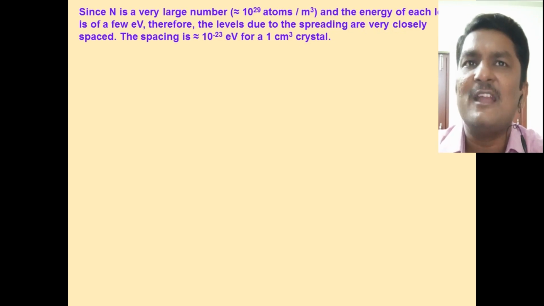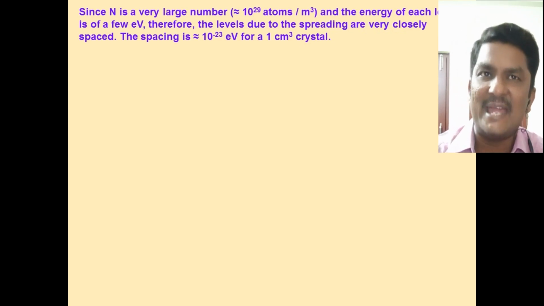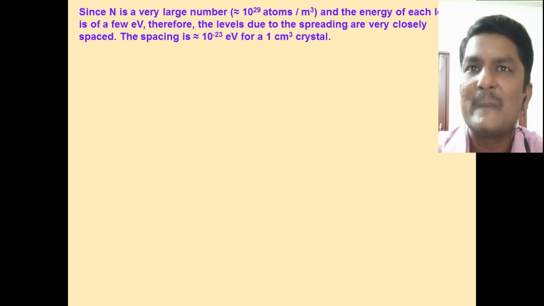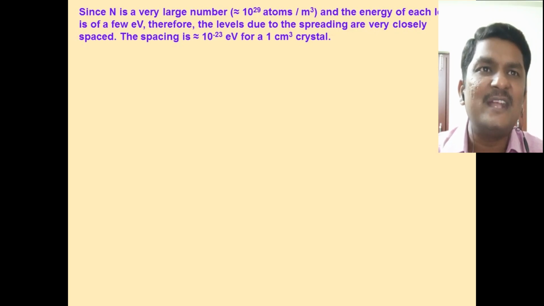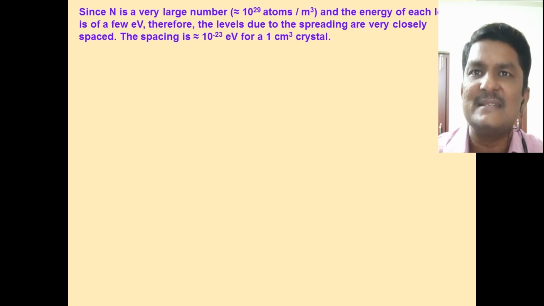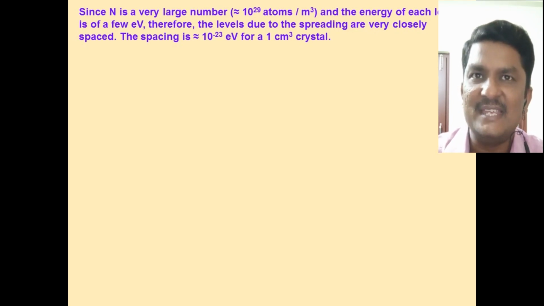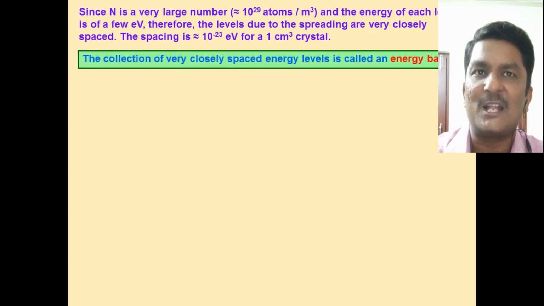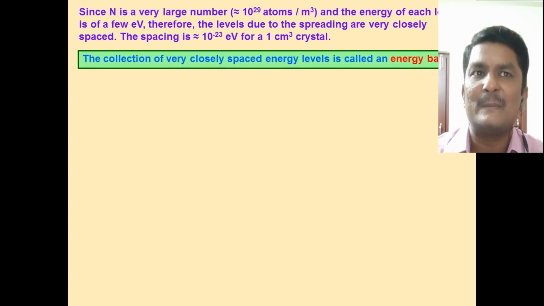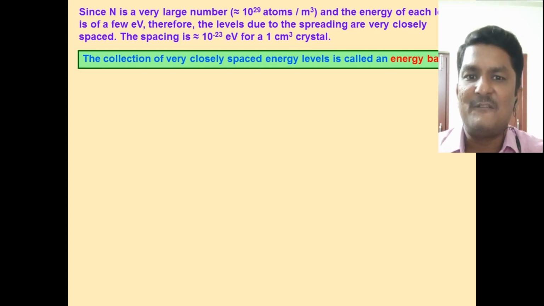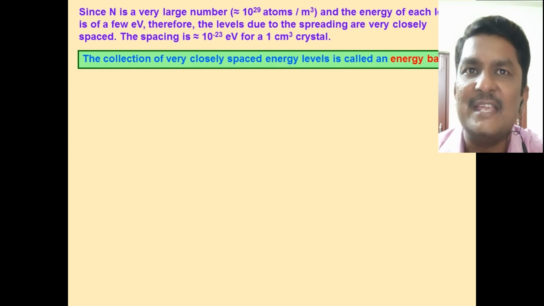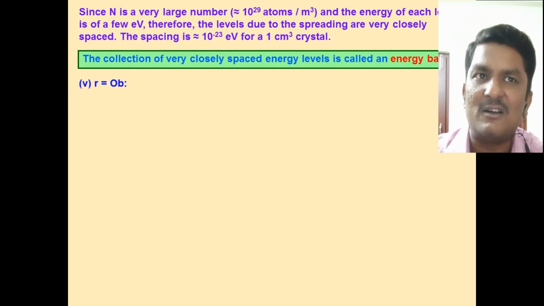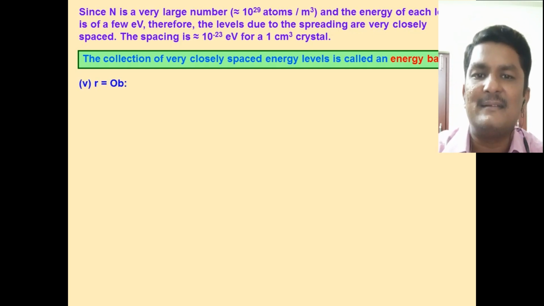Here n is a very large number, 10 power 29 atoms per meter cube. So the energy levels due to the spreading are very closely spaced, and the spacing is 10 power minus 23 electron volt for each 1 centimeter cube crystal. Finally, the collection of very closely spaced energy levels is called an energy band.